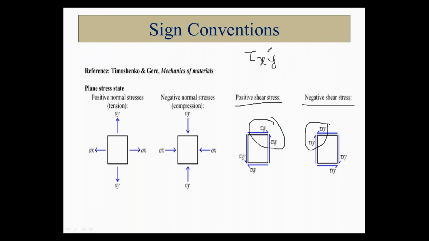Okay, in this case tau, there are two subscripts over here, x subscript and y subscript. The first subscript, here we are saying that it is the plane. It is the plane in x plane. The second subscript represents the direction. So first subscript represents the plane, second subscript represents the direction. Tau xy on x plane and y direction.